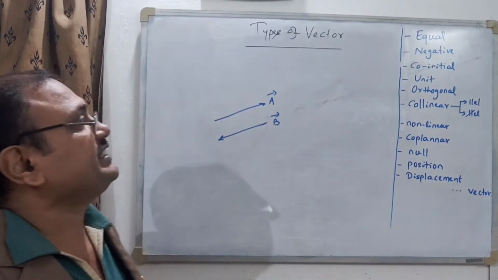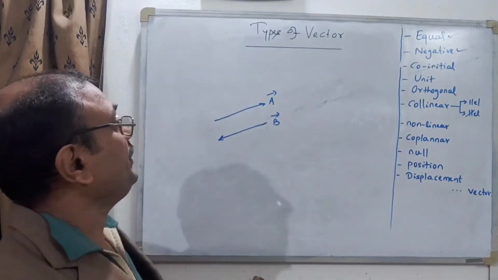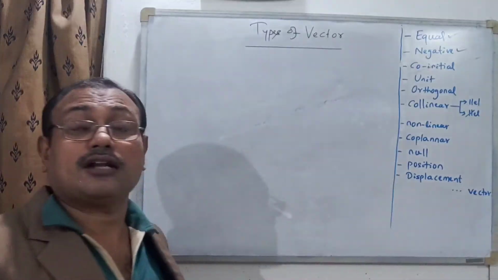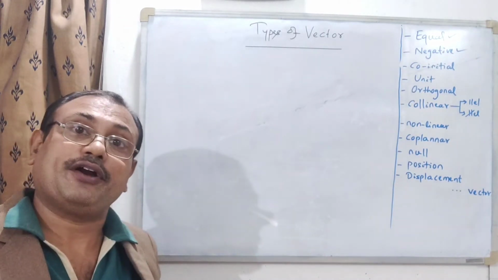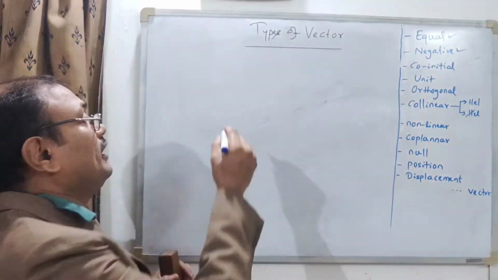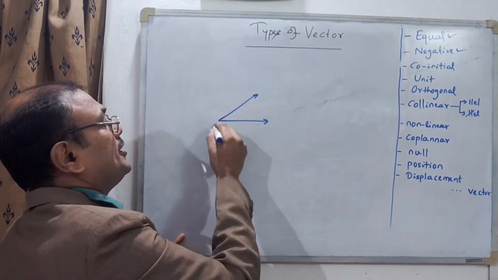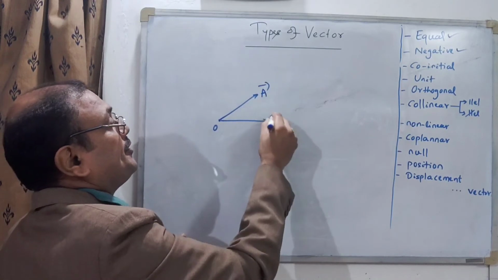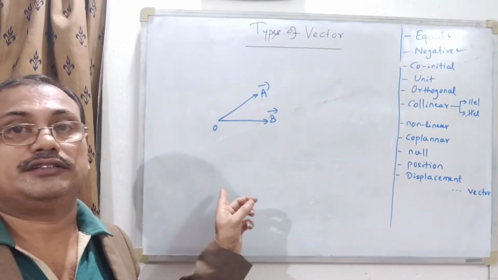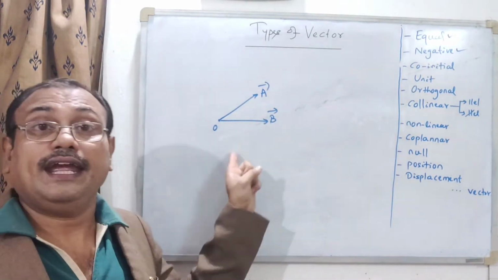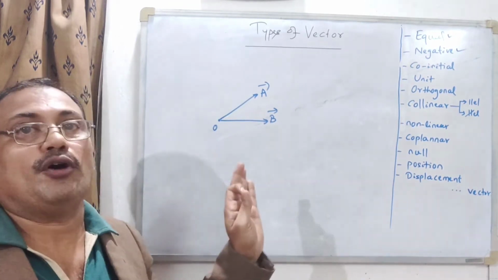In case of co-initial vectors, now let us see what co-initial vectors are. Co-initial vectors are those vectors which start from the same point; their initial point being the same, they are called co-initial vectors. So if O is the starting point for both these vectors, then vectors A and B are said to be co-initial. They are starting from the same point.